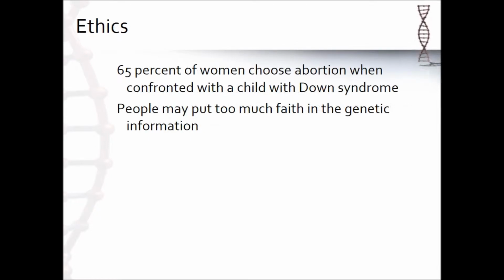DNA sequencing does carry some ethical issues, considering 65% of women choose abortion when they find out that they are going to have a child with Down syndrome. There's also an issue that people may put too much faith in the genetic information, such as assuming their child will have diabetes if there's a predisposition for it.